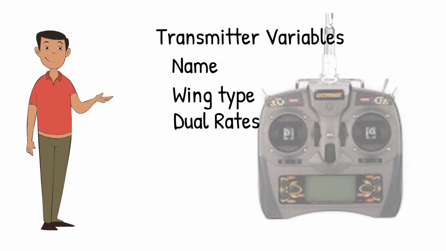I prefer to set my dual rate settings for all my flight controls on the same switch. I can set low and high rates on a 2-position switch or low, medium, and high rates on a 3-position switch. If your model's instructions don't specify dual rate settings, consider using 70% for low rates and 100% for high rates.